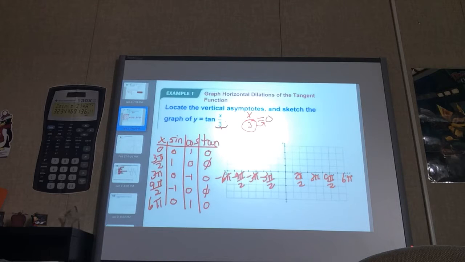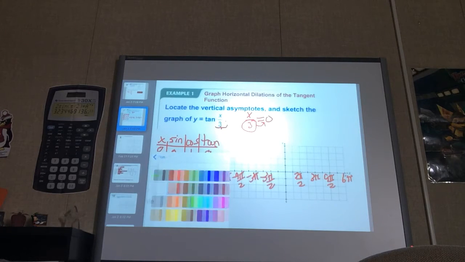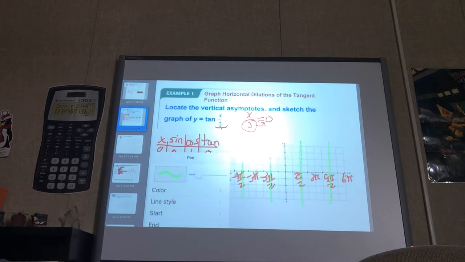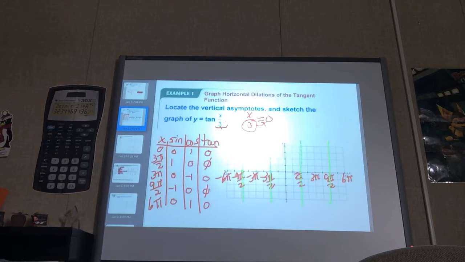Let's put all of our asymptotes on. There's an asymptote at 3 pi over 2, and 9 pi over 2. So going the opposite direction, negative 3 pi over 2 and negative 9 pi over 2. Our zeros occurred at 0, 3 pi, and 6 pi, and so negative 3 pi and negative 6 pi. And our tangent curves go 1 to the right and negative 1 to the left. And so they look like that.